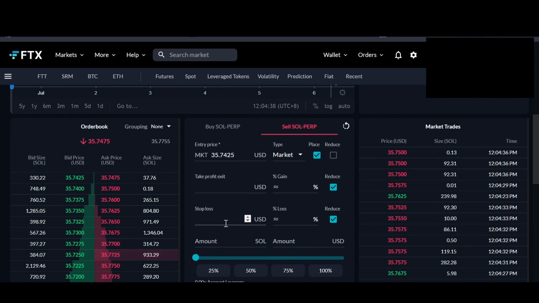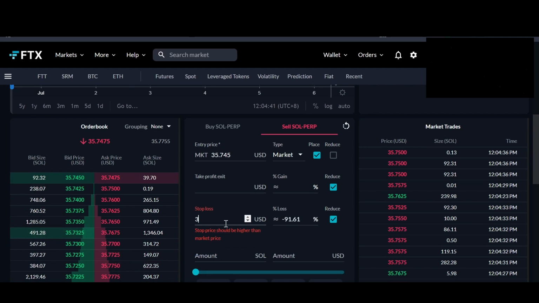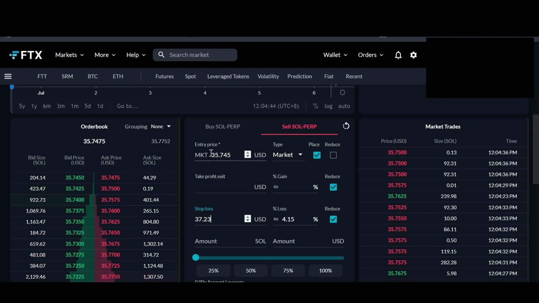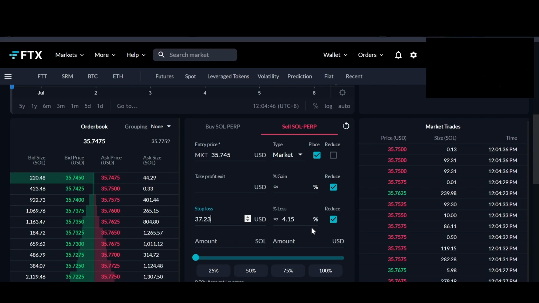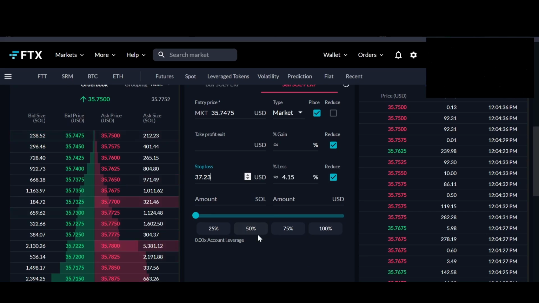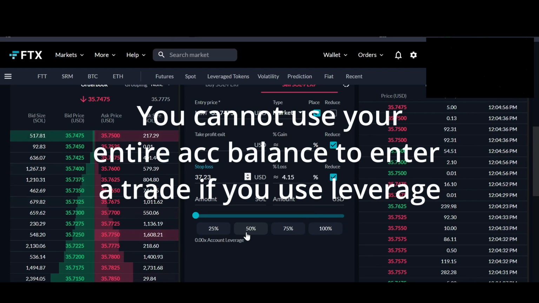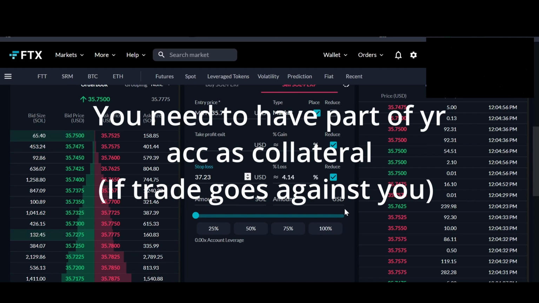So how do I do it? Stop loss 37.23. I'll enter in the market. See, FTX also helps you calculate how much percentage loss you will get. Okay, and then you choose how much of your account you want to enter the trade with. Usually I will put about 50% of my account to trade, and I will have 3x to 5x leverage.